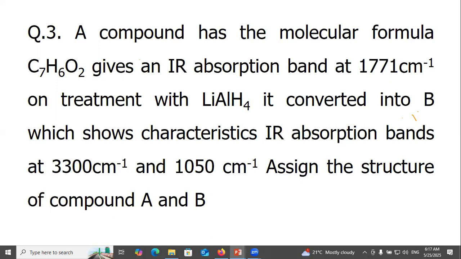Question number 3. A compound has the molecular formula C7H6O2, and gives an IR absorption band at 1771 per cm. On treatment with lithium aluminum hydride, it is converted into B, which shows characteristic IR absorption bands at 3300 per cm and 1050 per cm. Assign the structure of compound A and B.